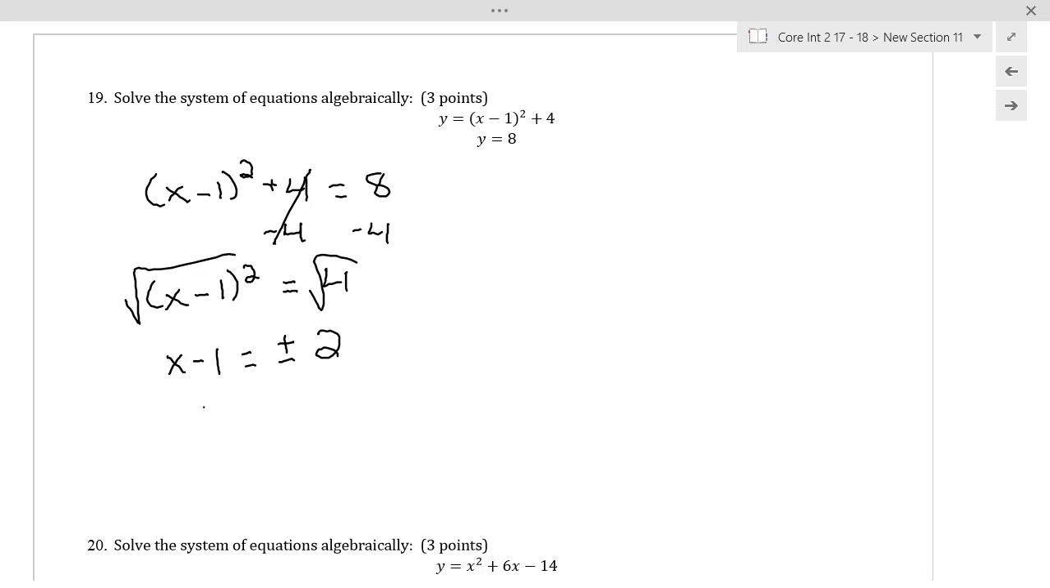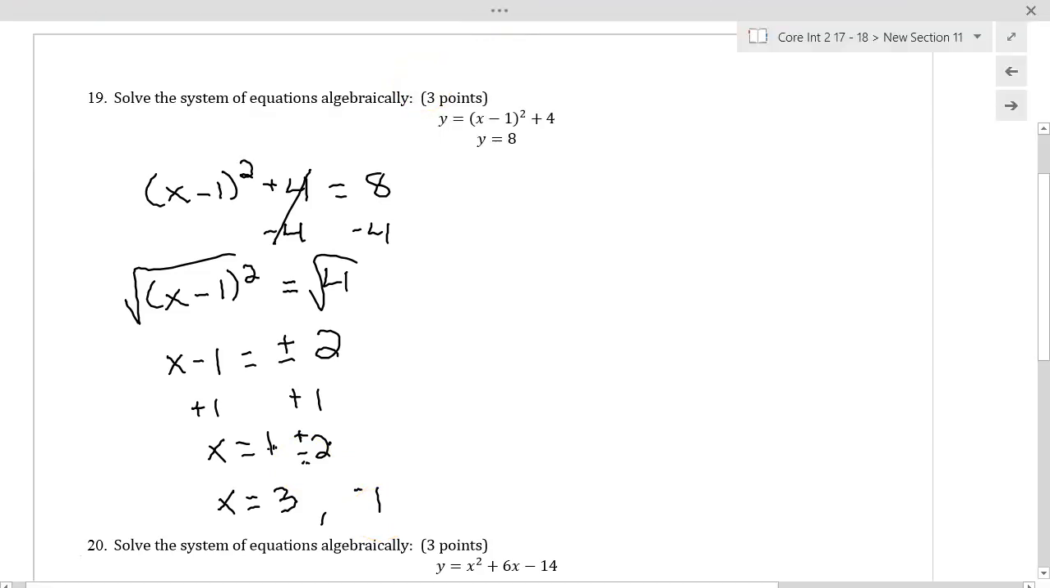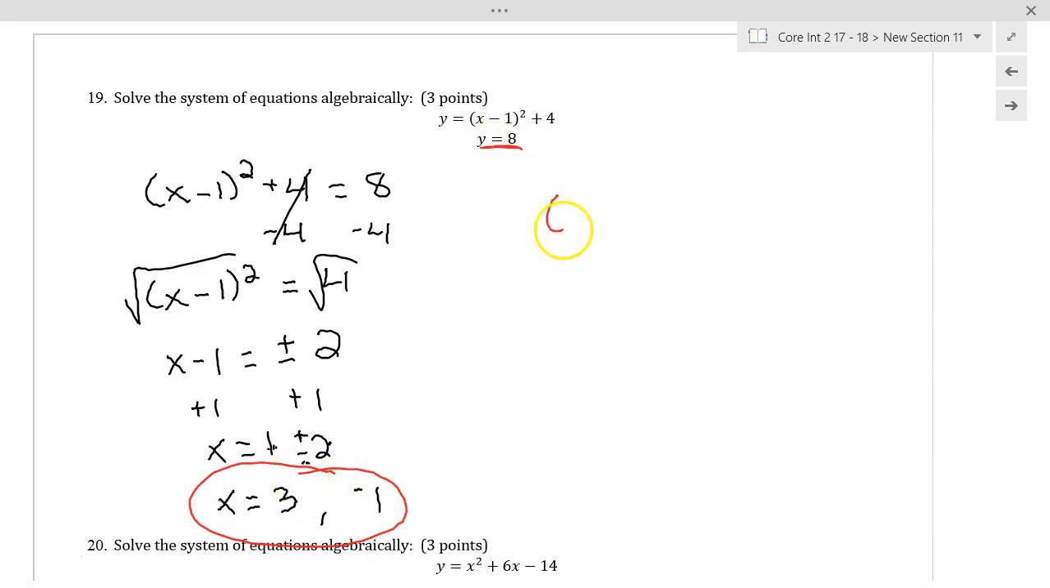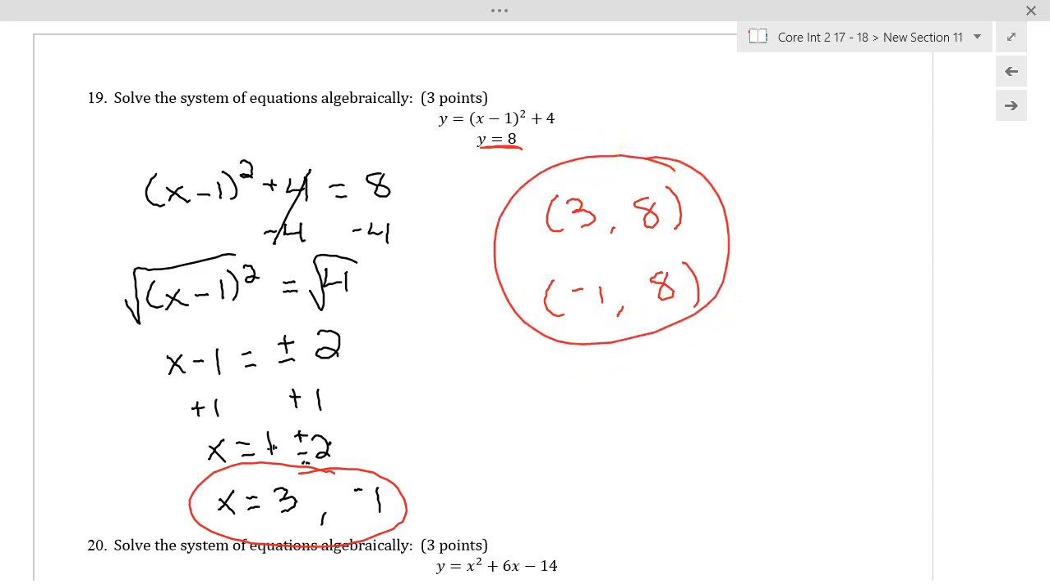Then, continuing to solve for x, I'm going to add 1. x equals 1 plus or minus 2. 1 plus 2 is 3. 1 minus 2 is negative 1. Okay. So those are my two x's. I need to put them as points with my y. So I got (3, 8), and we got (negative 1, 8). Okay, that's y equals 8. So those are my two answers. That's it for that one.